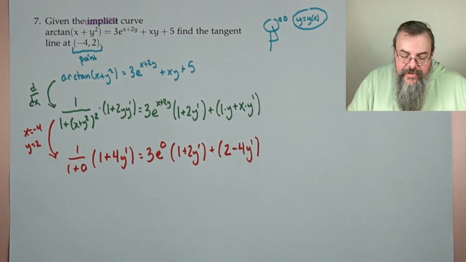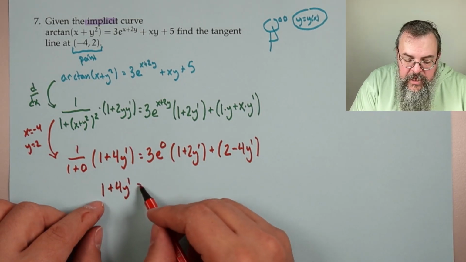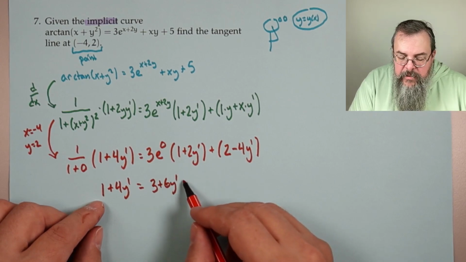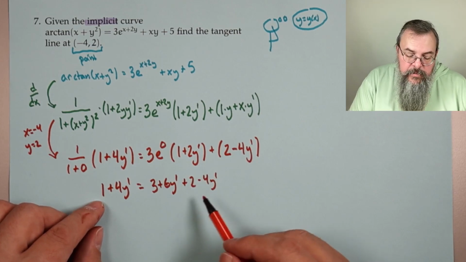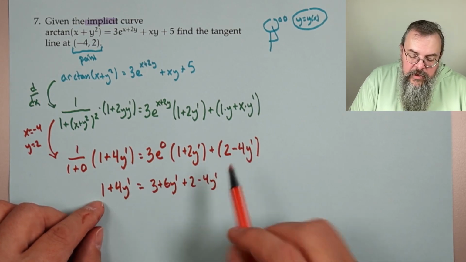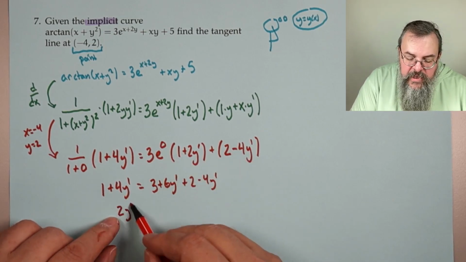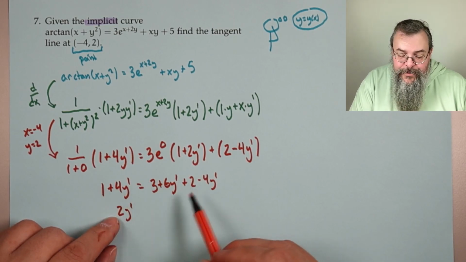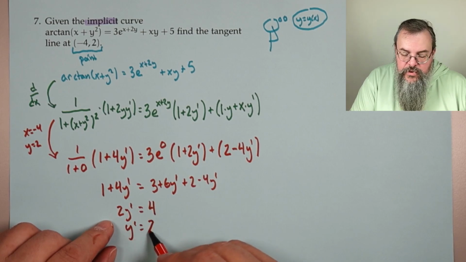Okay, so let's clean up here. We have 1 plus 4y prime equals 3, distributes, 3 plus 6y prime plus 2 minus 4y prime. And, well, okay, let's move all the y primes over. So this will become 8y prime minus 6y prime, that's 2y prime. Here we have 3 plus 2 is 5. And then subtract 1, that would be 4. So y prime equals 2.